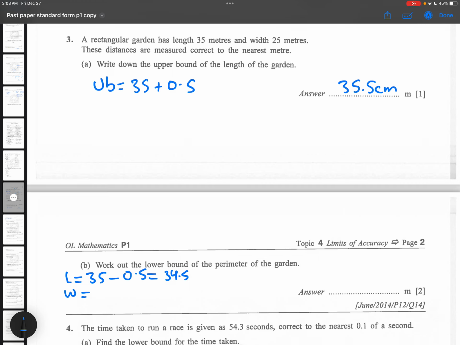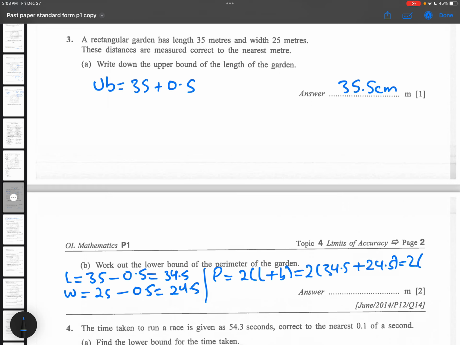The lower bound for the width will be 25 minus 0.5. This is equal to 24.5. Now to get the perimeter, I will apply the formula for the perimeter of a rectangle. This is equal to 2 into L plus B. 2 into 34.5 plus 24.5. So 34.5 plus 24.5 is 59.